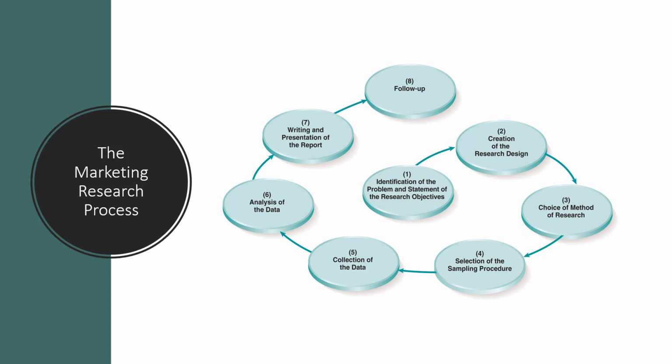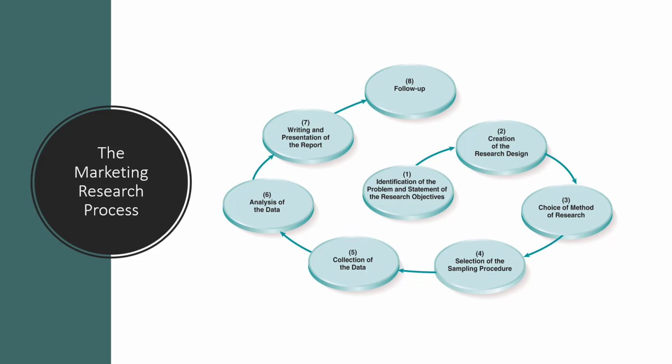You start with step number 1, identification of the problem and a statement of the research objectives. Although this is only one of the steps, I think this is probably the most important step in the whole process. We'll talk about that a little later. Number 2, we talk about the creation of the research design. So once you figure out what you want out of the research project, you need to figure out a plan, right? So this is basically the research design, the research plan. How would you go about doing it?